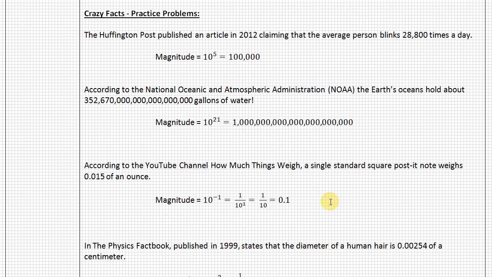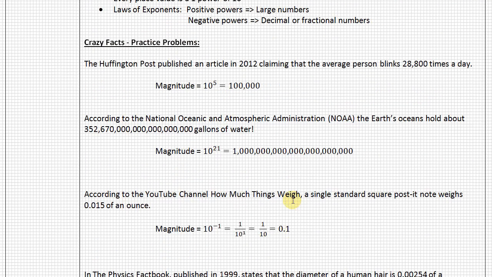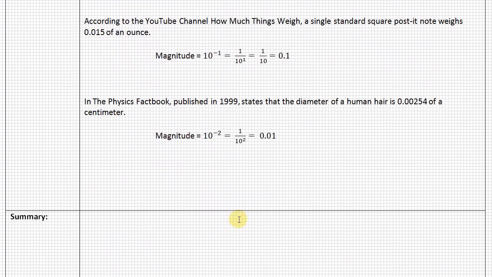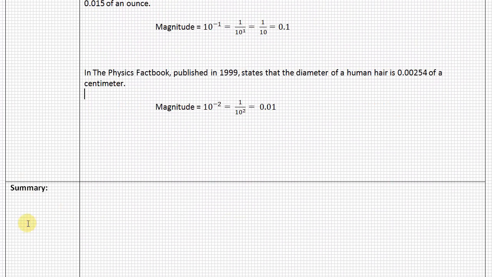So hopefully that gave us a little more practice, a little better understanding of magnitude. Take a moment to make sure your notes are fully complete, that you have the header copied down along with today's date, and all of our work here today. And if you want to go ahead and get a head start on the summary, that's not a bad idea either.